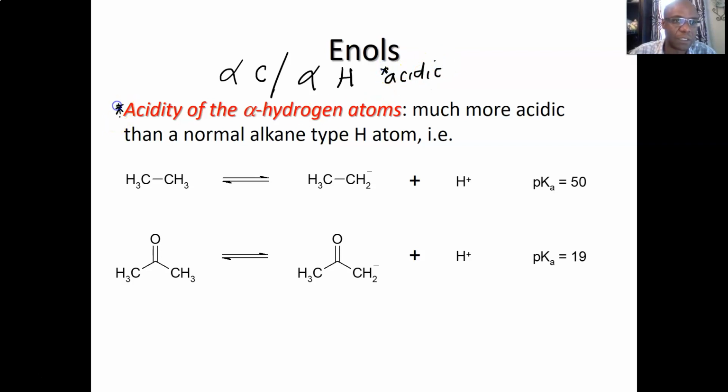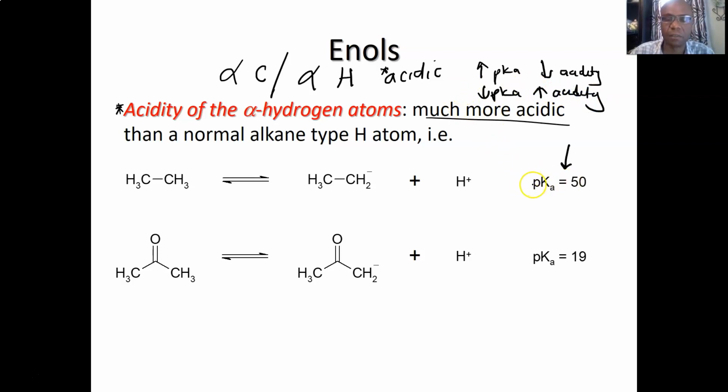So let's talk about acidity of alpha hydrogens. The alpha hydrogens are way more acidic than the normal alkane hydrogens. We can evidence that using pKa. Remember what we said? The higher the pKa, the lower the acidity, and vice versa. The lower the pKa value, the higher the acidity. Remember, the pKa is just a numerical representation of the ability to lose the proton from a structure.